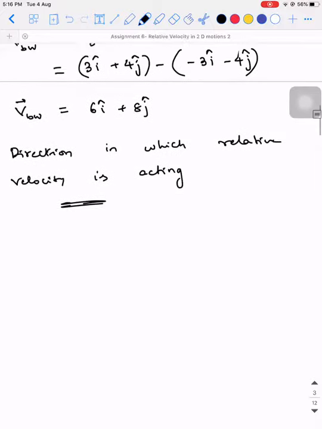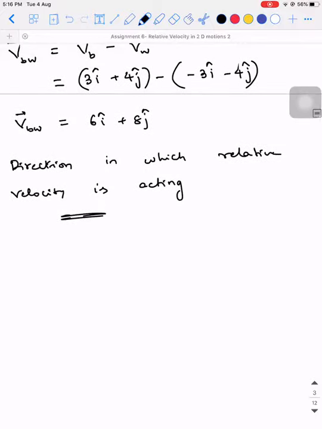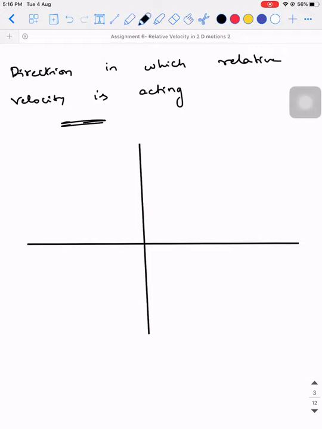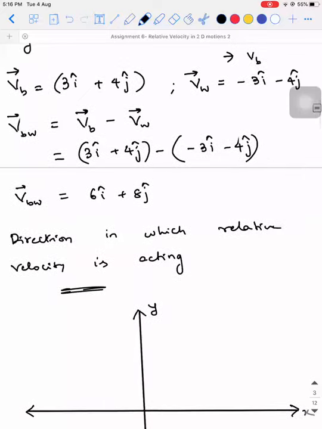So let me explain this question with visualization. See, try to understand. If I take this as the basic coordinate system, then what are the coordinates the velocity component of the boat is having? So this 3i cap plus 4j cap means 3 units along x-axis and 4 units along y-axis.